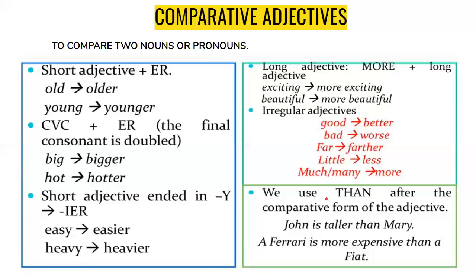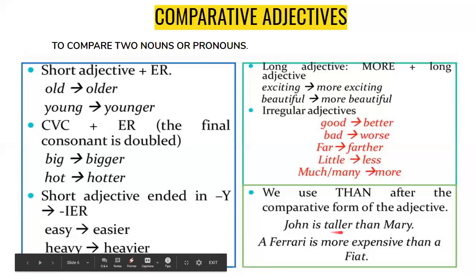A thumb rule when forming sentences using comparative adjectives is that we use the word than. Look here. John is taller than Mary. If you analyze, we've used the CVC plus ER formula here. A Ferrari is more expensive than a Fiat. Again, I have used more expensive and the word than because I'm comparing a Ferrari to a Fiat.